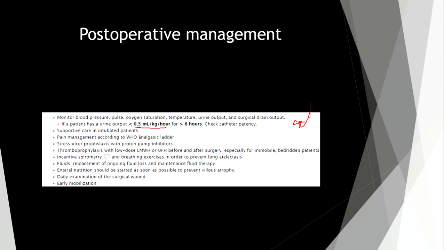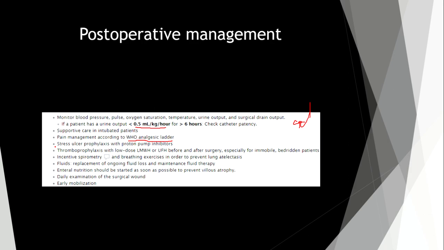Supportive care in intubated patients, pain management according to the World Health Organization analgesic ladder, stress ulcer prophylaxis with proton pump inhibitors, thromboprophylaxis with low molecular weight heparin or unfractionated heparin before and after surgery, especially for immobile bedridden patients. Incentive spirometry and breathing exercises in order to prevent lung atelectasis. Fluid replacement of ongoing fluid loss and maintenance fluid therapy.